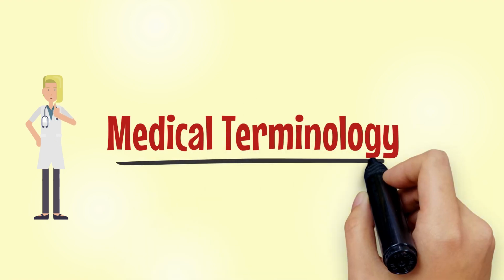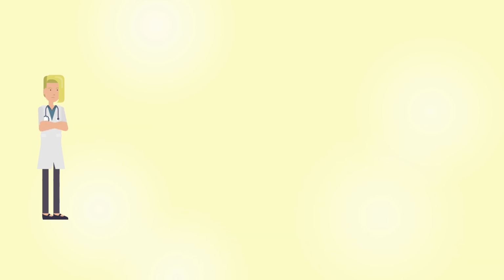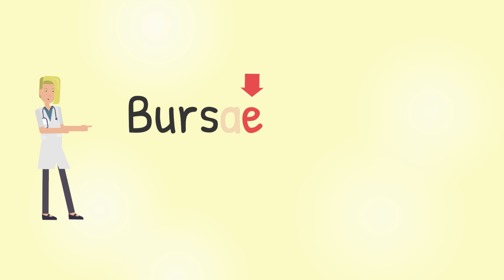This lecture is a brief introduction to medical terminology, also known as the language of medicine. Let's start with some basics. Some medical terms have an unfamiliar combination of vowels, for example the vowels A and E in a word like bursa. As a general rule, remember, every time you have two vowels after each other, pronounce the word with the sound of the second vowel, bursa.